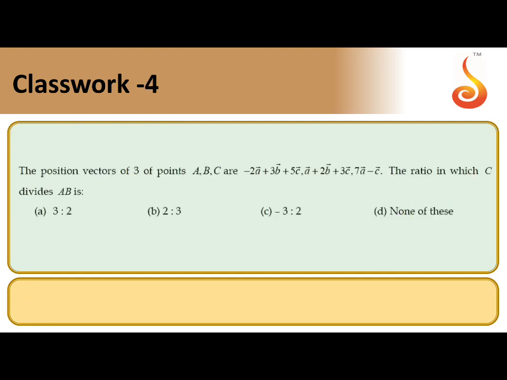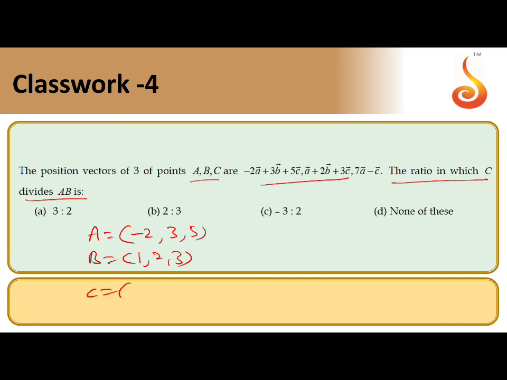Check next question. The position vectors of 3 points A, B, C are given. In what ratio does C divide the line segment AB? So first take point A, write in coordinates form. And B point is 1, 2, 3. And C point is 7, 0, minus 1. There are 3 points. So we want the ratio in which C divides AB, meaning AC is to CB is required.